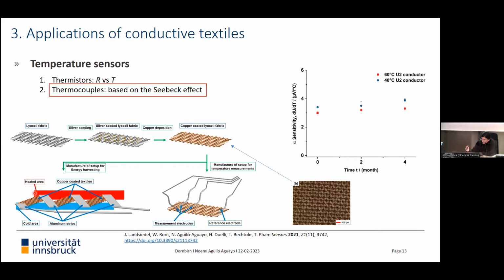And here I show you the sensitivity of the sensor. Here we can see when the copper-coated fabric was at 40 degrees and when it was at 60 degrees, and the aluminum stripes were at room temperature, about 20-25 degrees. And we observed that the sensitivity was constant over time. After 2 months and after 4 months, we were still able to use these temperature sensors.